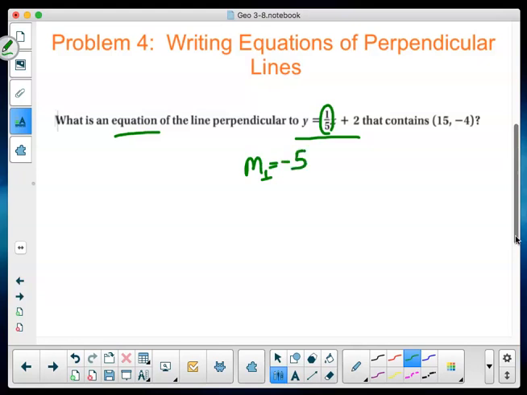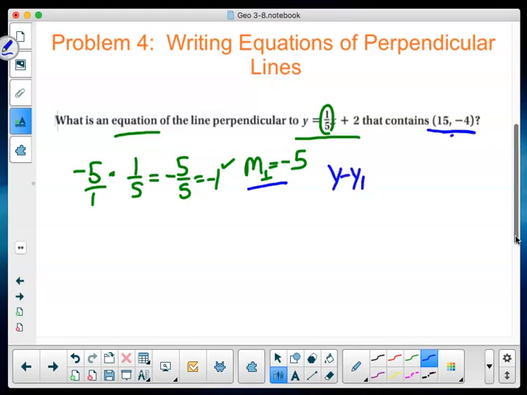And just on the side, negative 5 times 1/5, remember that's the same as 1, is going to be negative 5 over 5, which is negative 1. So it checks out, so it'll work. Now, I also have this point, so I'm going to use point slope. I got a point and I got a slope, remember, point slope form. So y minus negative 4, which is plus 4, equals negative 5 times x minus 15.